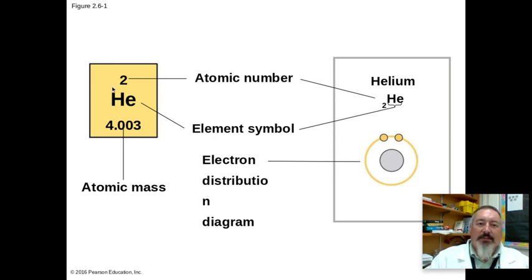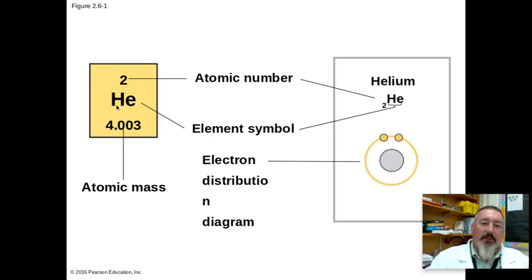So at the very top, we have the atomic number. The atomic number is going to tell you the number of protons that this atom has. Protons plus neutrons will give you the atomic mass. And so if you look down at the bottom, you have the atomic mass. This is how much mass this actually takes up. So we have the protons and the neutrons making the atomic mass.